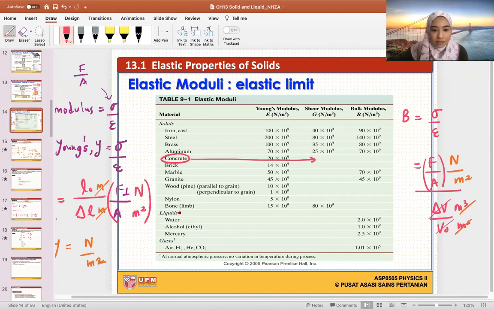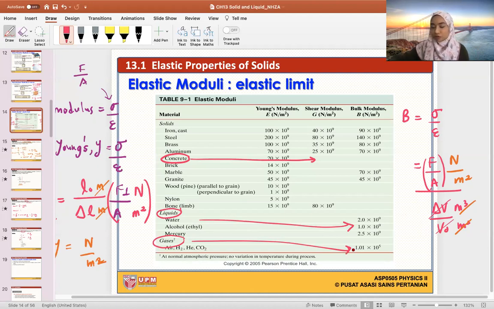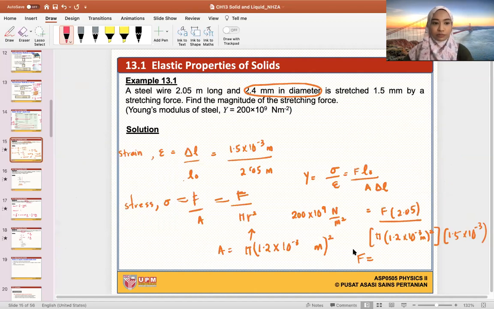And then for liquids, we only have bulk. Gases only have bulk. Okay, so that is something to remember. Liquids and gas only have bulk. Solid can have Young, shear and bulk. Most of the time, they don't have shear and bulk. Okay, shear and bulk ni macam rare juga lah case dia. Okay, moving on.